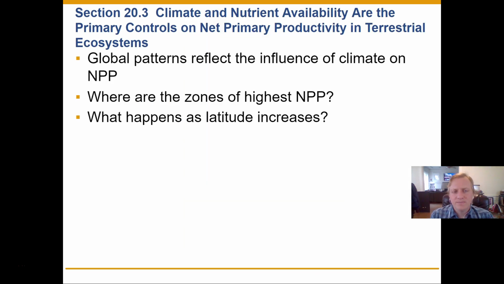So global patterns reflect the influence of climate on net primary productivity. Where are the zones of highest net primary productivity, and what happens as latitude increases, as you go higher or lower from the equator? So let's think about this for a second. Where do you think the highest net primary productivity is? You want warm temperatures, generally not super high, but warm enough so that not all the water is frozen, all the water is available, and you want high precipitation.